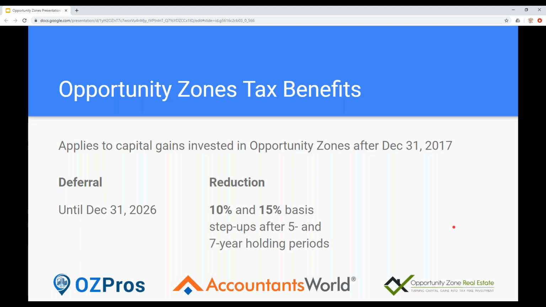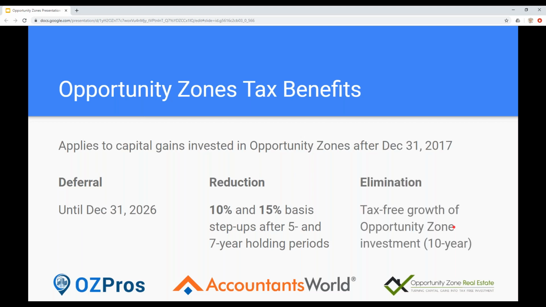The second main benefit is a reduction benefit. You get to reduce your initial capital gain via basis step-ups on the initial capital gain by 10% and 15%, depending on how long your holding period is in the opportunity zone. I'll go over that in more detail in a moment. And then the third benefit, and this is really the biggest one here and why this incentive is receiving so much attention, is the elimination of all capital gains within your opportunity zone investment, tax-free growth essentially, so long as you hit a 10-year holding period.